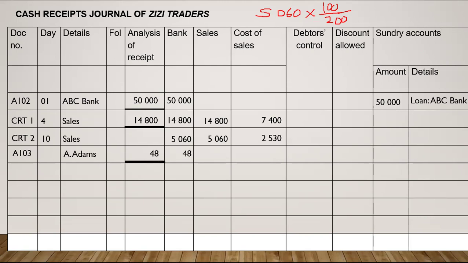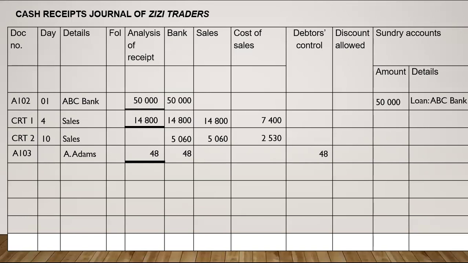If they fall on the same day, guys, let's say that 5,060 was over there. We're going to take 5,060, add it with 48, underline and write the total here. But unfortunately, the 5,060 did not go under analysis. So we just take 48 and put it under bank. It was received from A. Adams. So A. Adams was our debtor, so I'm going to put it under debtors control.